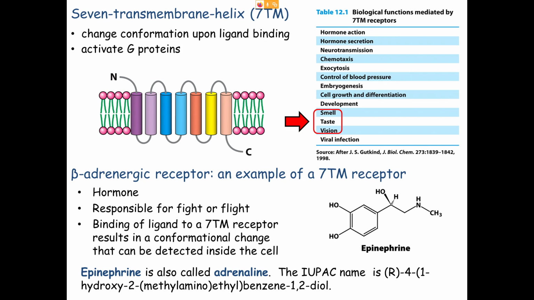Okay, so let's see how it works. We're going to use one particular one as an example. It's the classic example of the beta-adrenergic receptor. It's a receptor found on almost every cell type, and it reacts to a beta-adrenergic type molecule like adrenaline, also called epinephrine.